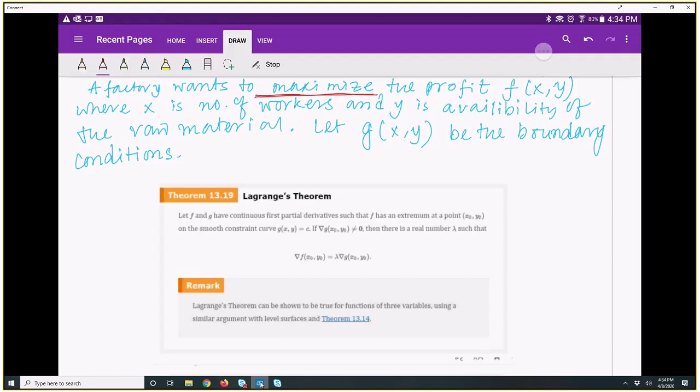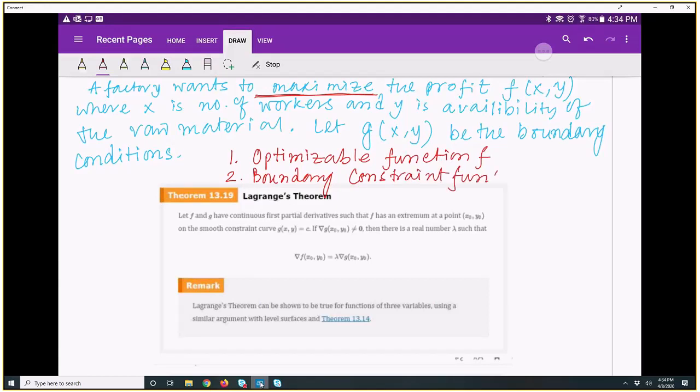So what do I need to use Lagrange multiplier? Number one, an optimizable function. So you need a function that you are optimizing. The second thing you need is a boundary condition. We call this the constraint function. When I have the supply of these two functions, I can use Lagrange theorem.